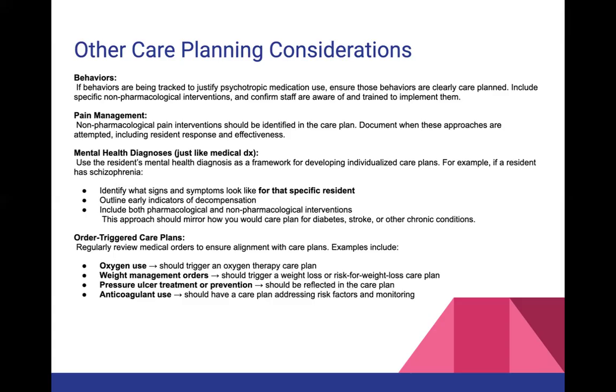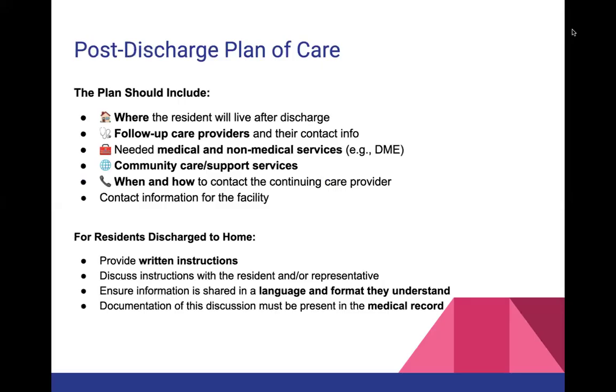The other thing that I would suggest you do is look at the orders and regularly review those to make sure that they're in alignment with care plans. So oxygen use, we should have an oxygen care plan. Weight management orders, like if we have supplements, we should have a weight loss or an at-risk for weight loss care plan. Pressure ulcer treatment or prevention should be reflected in an associated care plan. Anticoagulant use, same thing. I know that I'm going over, you guys, but I really want to get this in, so it'll probably be 5 to 7 minutes over. The post-discharge plan of care is another one that is specific.